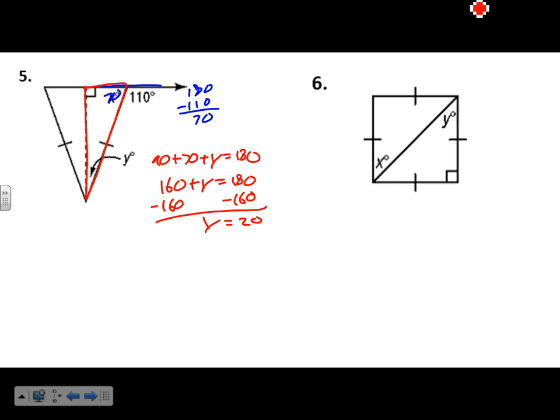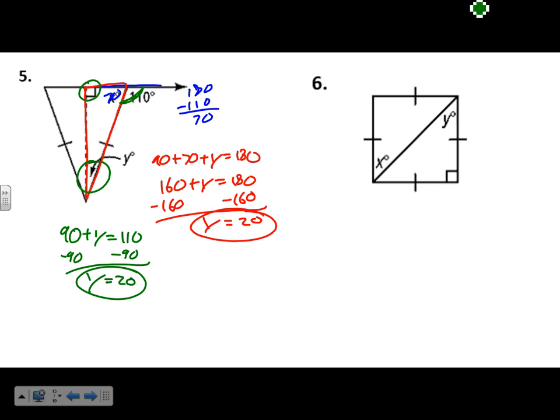Now again, not to sound like a broken record, but the easier way to do it, if you remember, is this exterior angle is 110, and that's got to be this angle plus this angle. So 90 plus y is equal to 110. You subtract 90, y is equal to 20. That's a lot easier. And actually, you wouldn't even have to have the x value if you did it that way. So again, there's other ways to do that one, but those are the easiest.